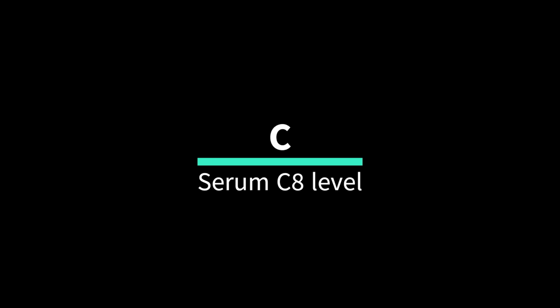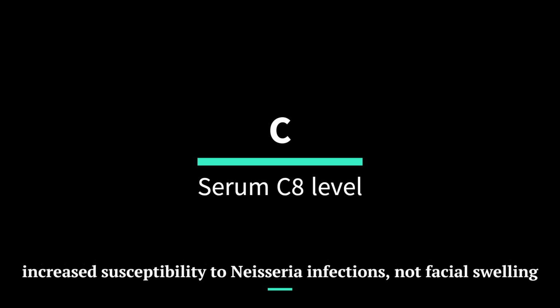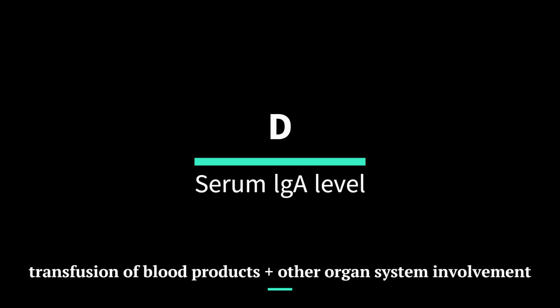C. Serum C8 level. C8 is involved in the formation of the membrane attack complex, which, when deficient, results in increased susceptibility to Neisseria infections, not facial swelling. D. Serum IgA level. Selective IgA deficiency increases risk for anaphylaxis, which can cause angioedema. However, this risk is only with transfusion of blood products and would present with other organ system involvement, for example bronchospasm, hypotension, and urticaria. IgA deficiency is also associated with certain autoimmune conditions, for example, celiac disease, systemic lupus erythematosus, but none of these would present with isolated facial swelling.